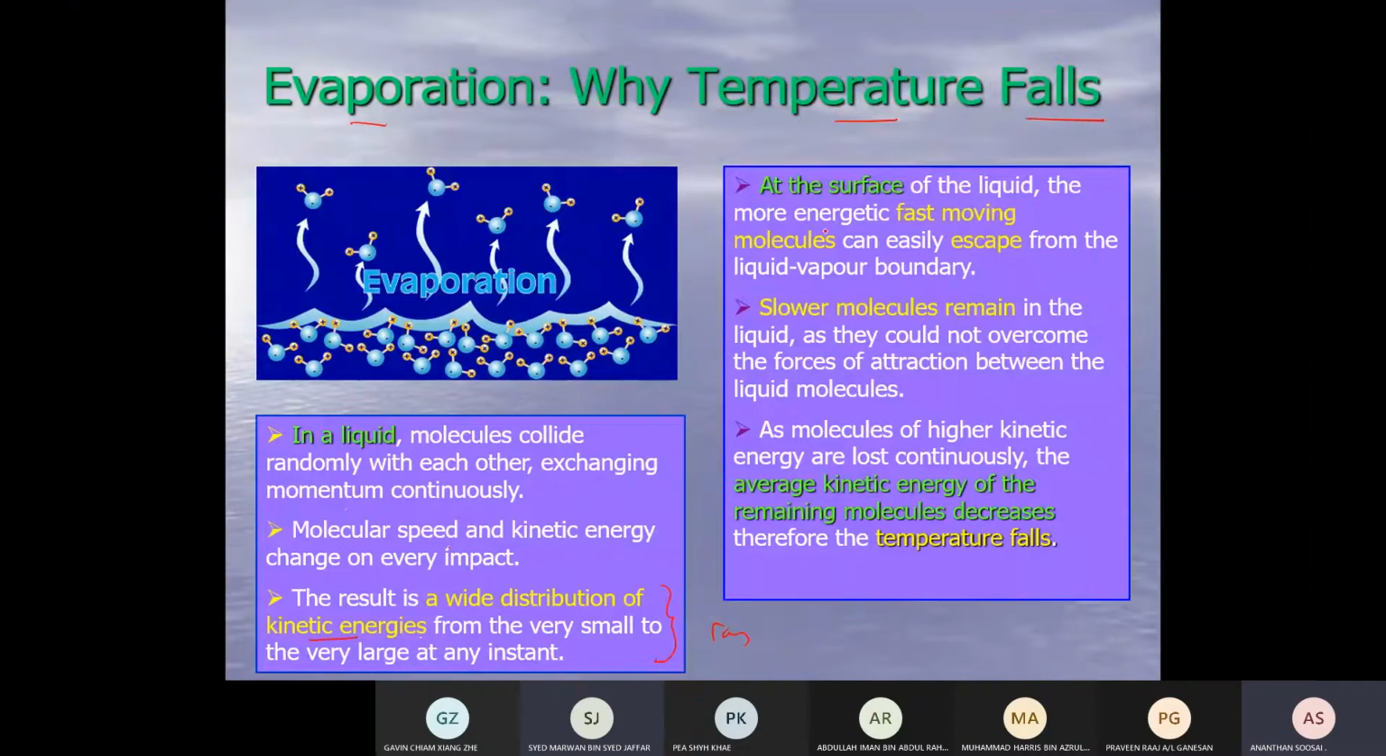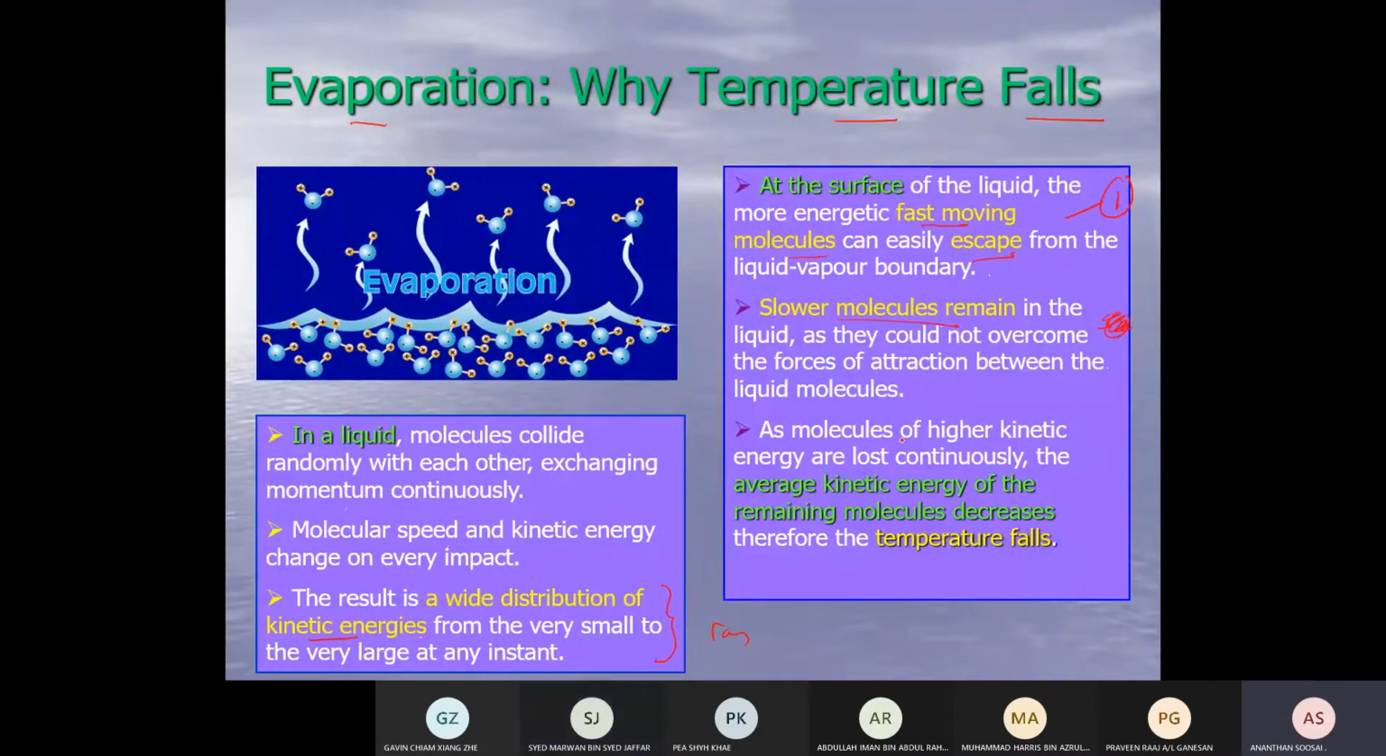At the surface of the liquid, more energetic, fast-moving molecules can easily escape. So this is one mark. This is the main point, because evaporation means it's a process where the most energetic particles escape from the liquid. So at the surface, the most energetic particles will escape. Then what happened? The second point, the slower molecules remain. Still no mark for this.